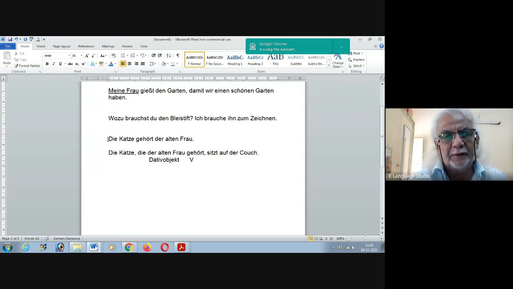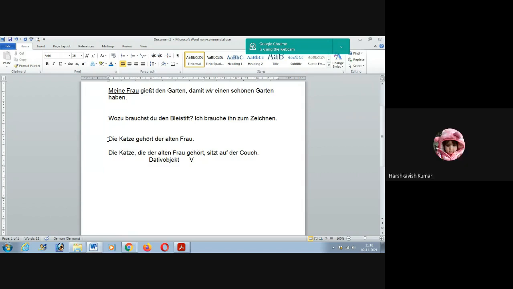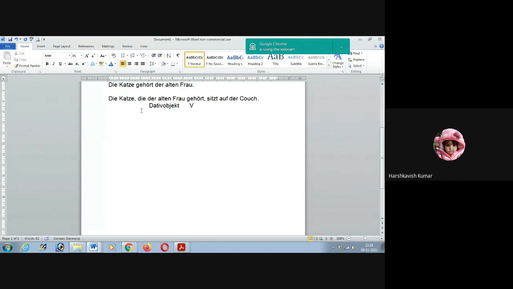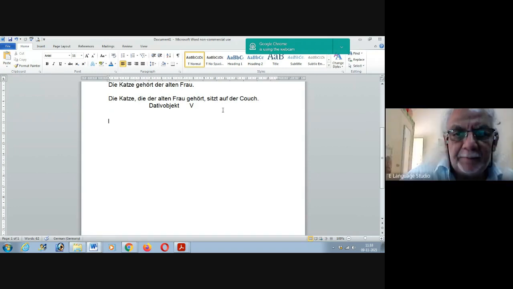Now, what is the doubt? I thought it should be from the dative table. That is what even I made the mistake. I thought it should be in dative. Why should it be from the dative table? I don't understand the concept. Why should it be dative?